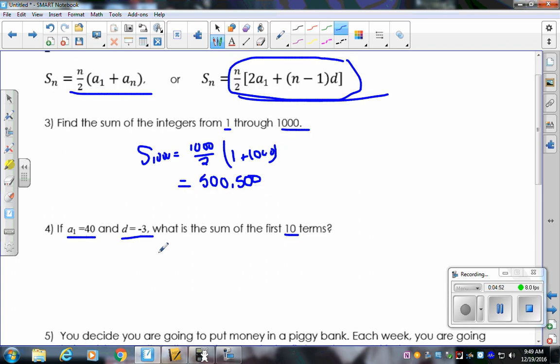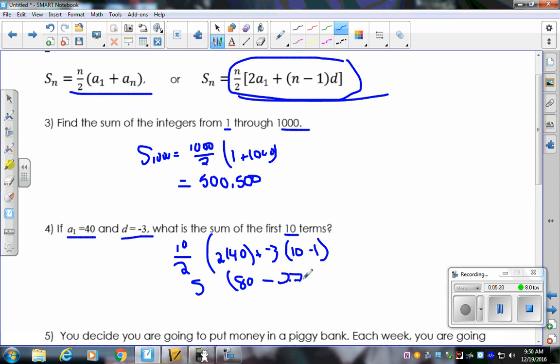It's up to you. Okay, so first 10 terms, so 10 is my n, so I'm doing 10 divided by 2 times 2 times my first term, which is 40, so 2 times 40, plus negative 3 times n minus 1, so 10 minus 1. And then just do the math. Okay, so when I do that, I have 5 times 80 minus 27. I got that by negative 3 times 9. So when all is said and done, 80 minus 27 times 5 gives me 265.